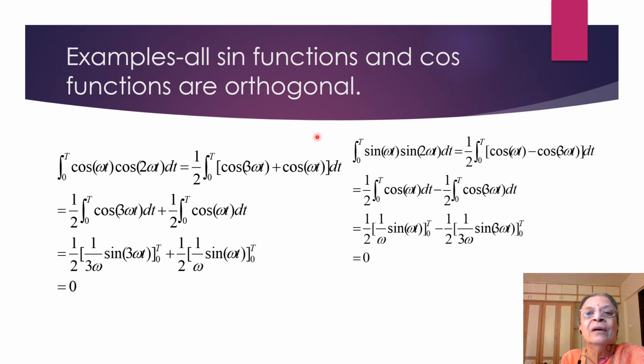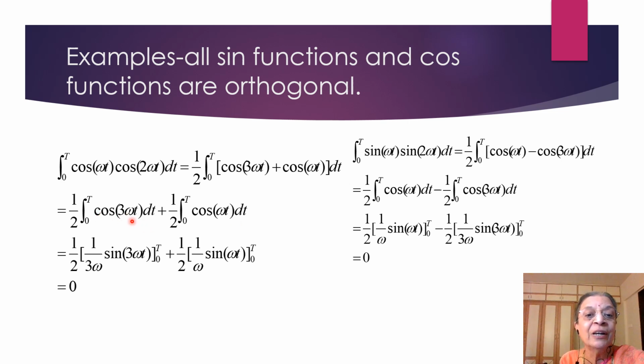So let us see whether we can integrate sine and cosine functions and show that they are orthogonal. Here we are considering the integration over one complete cycle for cos omega t and cos 2 omega t. When we decompose this, we get sine 3 omega t, that is this angle plus this angle, and then cos of this angle minus this angle, so it is cos omega t dt. We integrate it over one complete period T, so we get half of cos 3 omega t dt, half of integration 0 to T cos omega t dt.